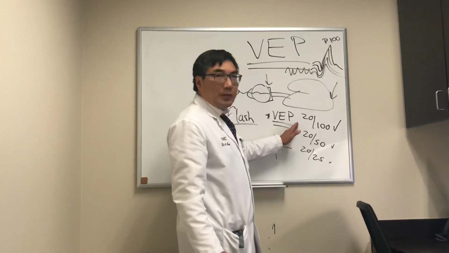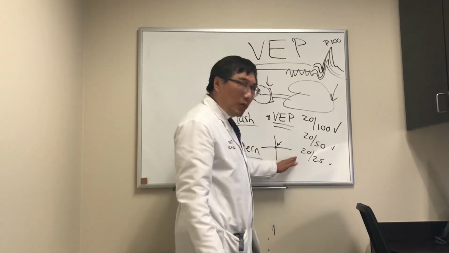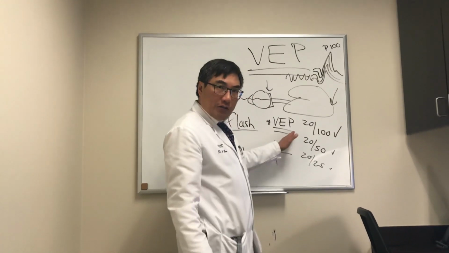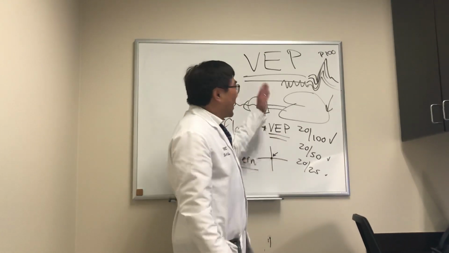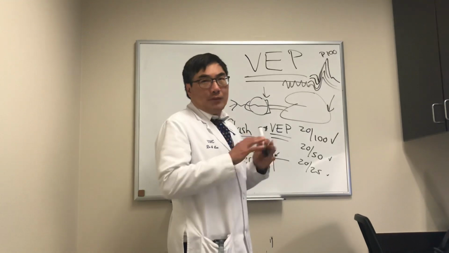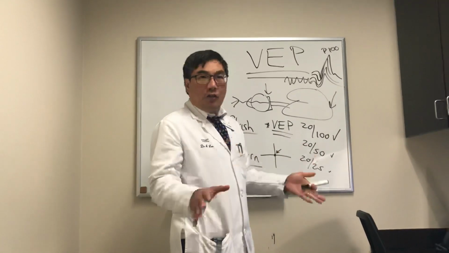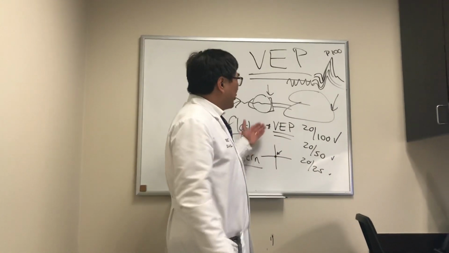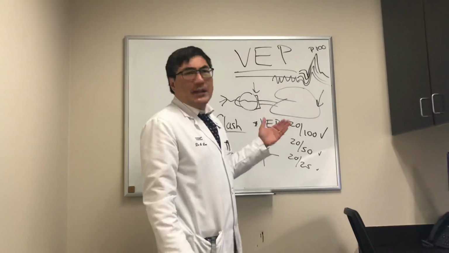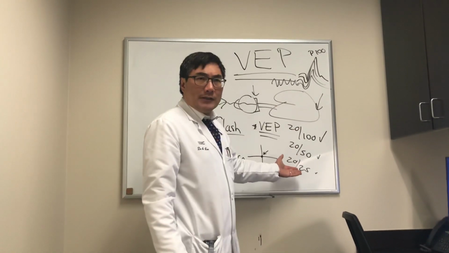So if it's abnormal, it suggests it's organic but does not prove it's organic. But if it's normal and disproportionate to acuity loss, that actually does prove they're non-organic. And so that is how we use the VEP. If they have an optic neuropathy, I would not do a VEP on that person because you already know that they're organic and they have an optic neuropathy. So we really don't use it for many, many things other than just determining what the patient's visual potential is.